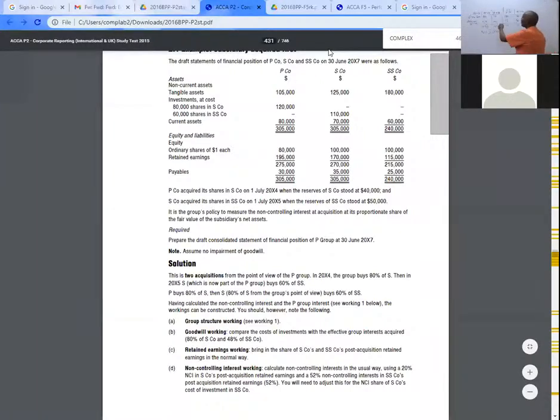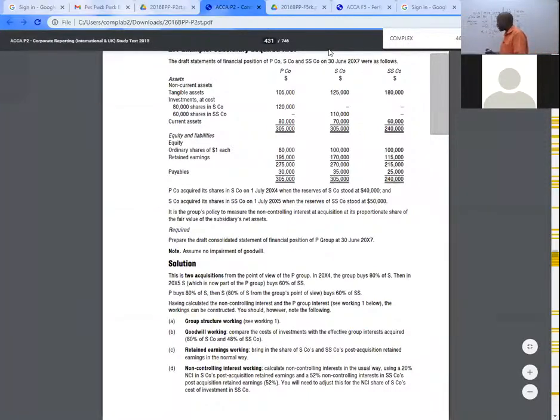At acquisition ulikuwa ushafanya tayari NCI at ile formula ya goodwill. Ile working ya goodwill. Ulikuwa na NCI at acquisition. Katika S, I think it was 28, if I'm not wrong. How about at acquisition NCI here? 28 and 78. Thank you very much. That is NCI at acquisition.